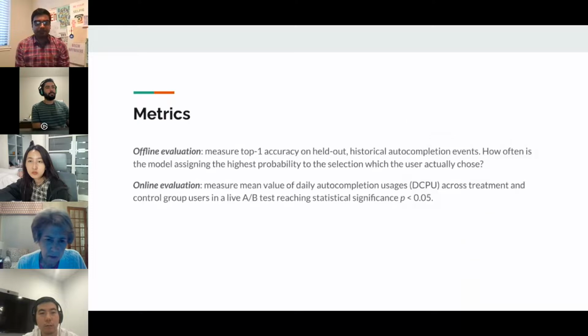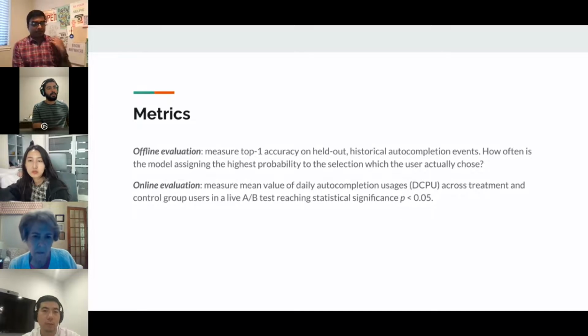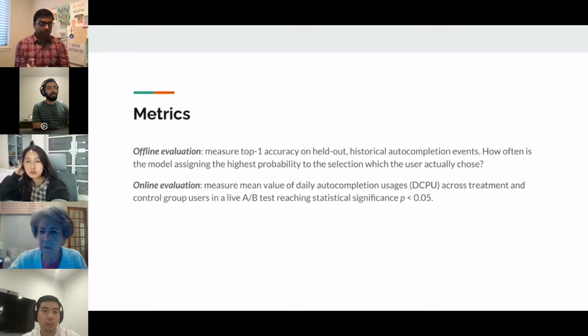The metrics we are using in this study are of two kinds. For offline evaluation, we use the standard top-one accuracy, measuring how often the model assigns the highest probability to the selection that was shown to the user and that they actually chose. For online evaluation, we deploy this kind of auto-completion system in the company, and we measure the mean value of daily completion usages per user, across test and control groups in a large-scale A/B testing environment with statistical significance measures.